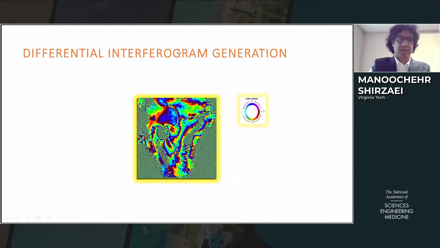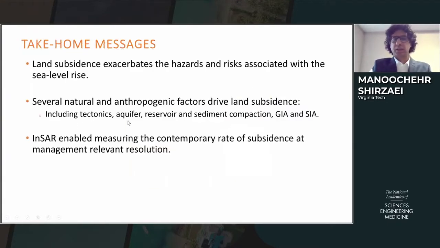A few take home messages. So land subsidence exacerbates the hazard and risk associated with the sea level rise. We all agree on that. Then several natural and anthropogenic factors drive it. So that includes tectonic, aquifer, reservoir, sediment compaction, GIA, and so on. InSAR enables measuring the contemporary rate of subsidence at management relevant resolution.